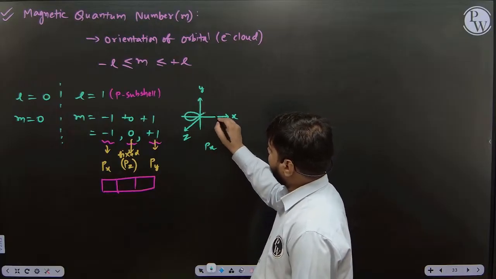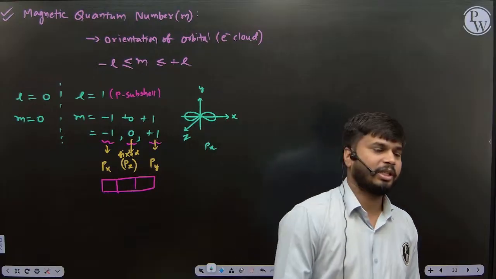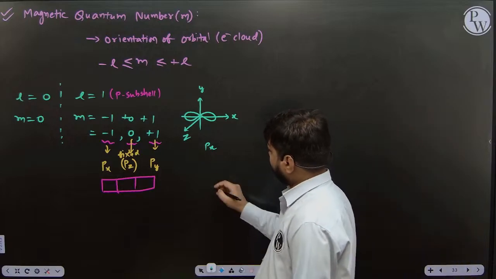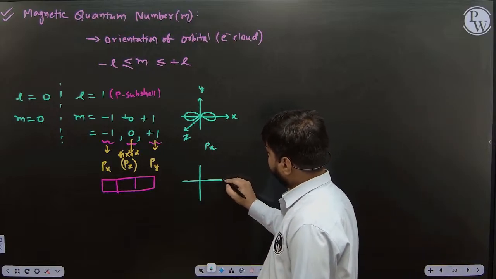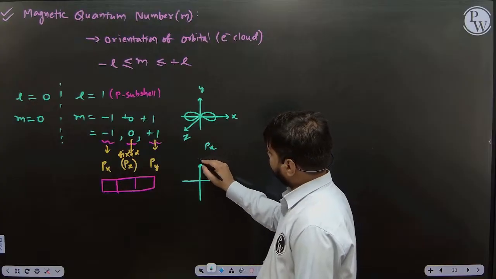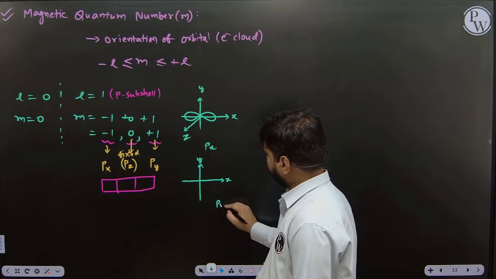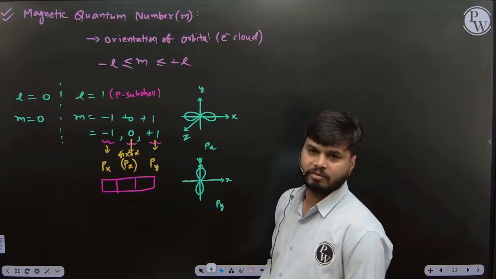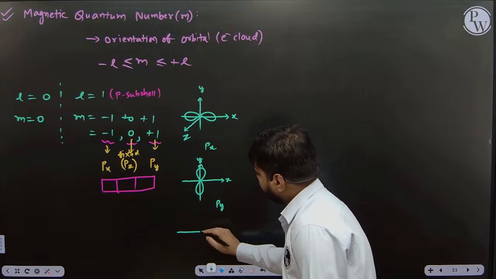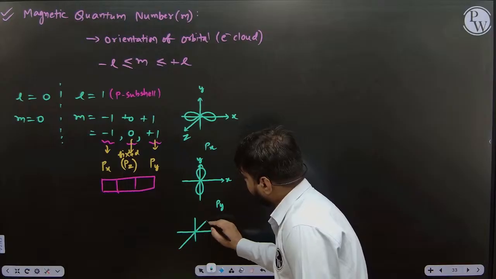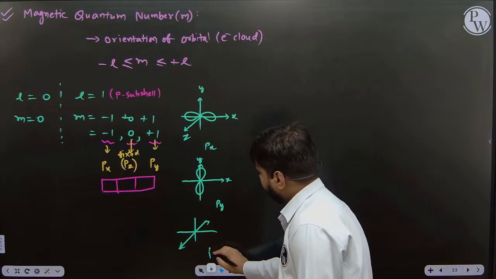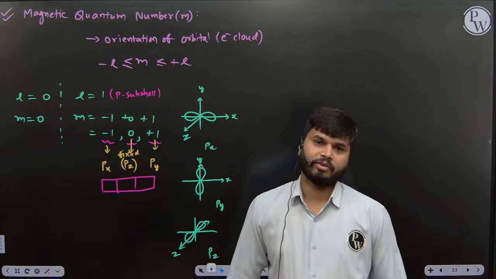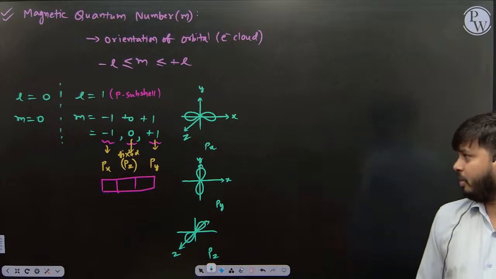For the px, electron density will be on the x direction. Now if we talk about the py, for the py, the electron density will be on the y-axis. And if we talk about the pz, for the pz, electron density will be on the z axis.